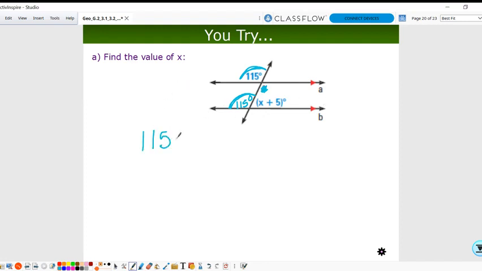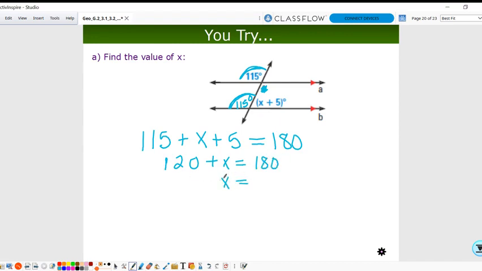So I can start off by doing something like this. And then solving, I get 120 plus x equals 180. Subtract 120, we'll get 60. My x is 60. It helps to know the relationships and how you can set these things up.